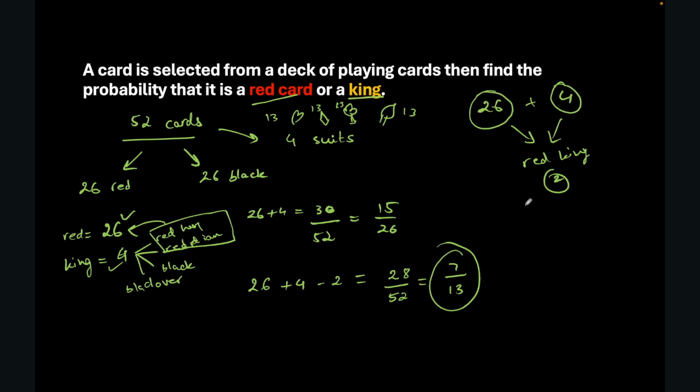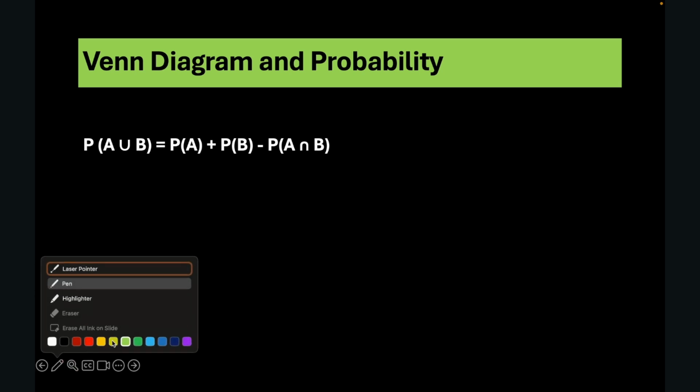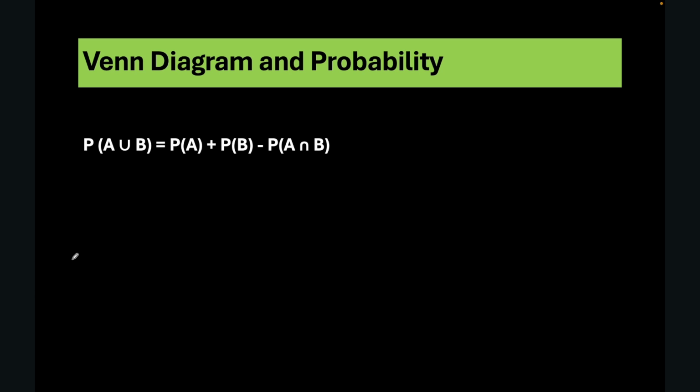That's why I have to subtract them. And that's why I'm doing 26 plus 4 minus 2. Divide by the total number of cards. Okay, so with this logic, let's look at the different situations that we can get in Venn diagrams. And normally you're only going to be facing Venn diagrams with either 2 or 3. Okay, nothing more than that.